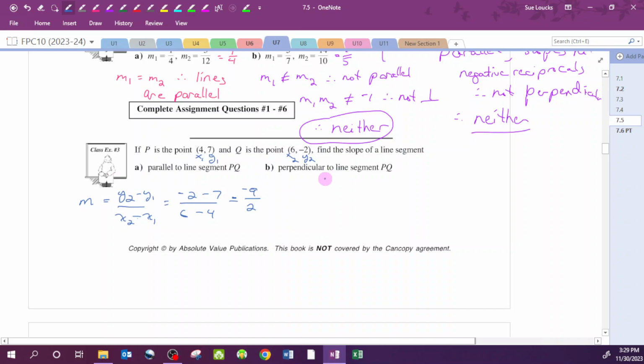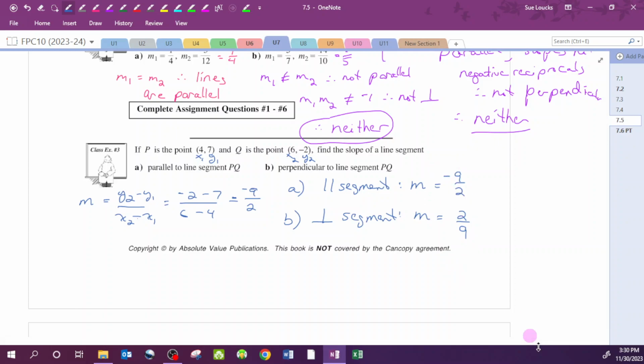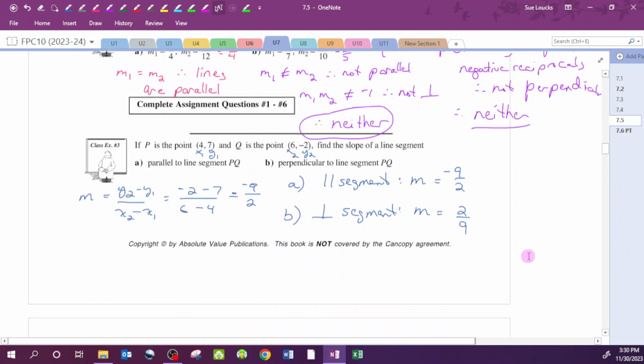So for part A, my parallel segment has slope equal to -9 over 2 because it's the same, right? And then for part B, my perpendicular segment has slope equal to the negative reciprocal of this. So I flip it, 2 over 9, and I change the sign. It was negative, it's now positive. Ta-da, that's it, we're done.